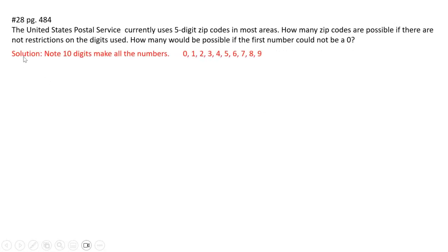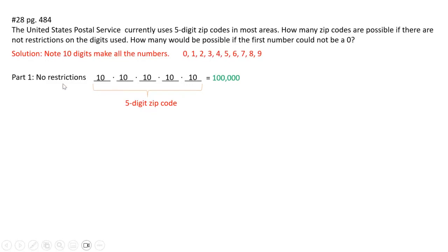So solution, we need to know that there's only 10 digits that make all the numbers. They go from 0 to 9. So let's use a 5-digit zip code, right? So this is 1, 2, 3, 4, 5. This is a 5-digit zip code. So for the first part, it says that there are no restrictions. So how many numbers can go here? The 5-digit zip code is going to be 10 times 10 times 10 times 10 times 10. So this is my solution, 100,000. Again, because there's no restrictions. Now for part B, part 2, the first digit cannot be a 0.